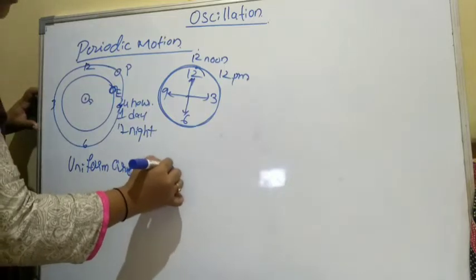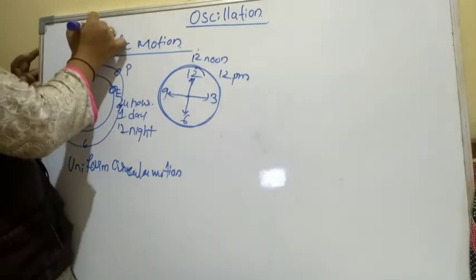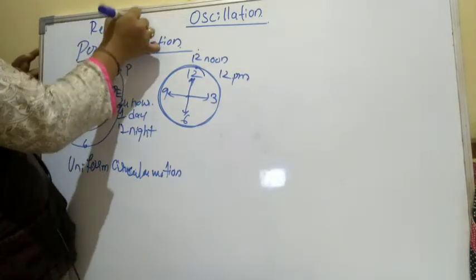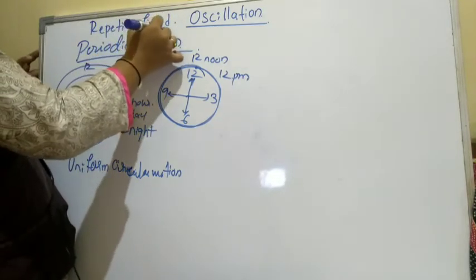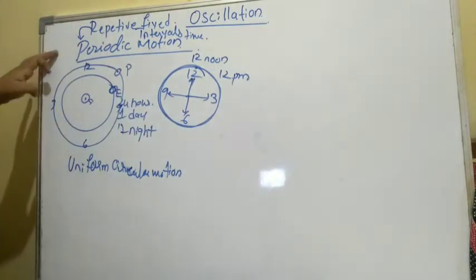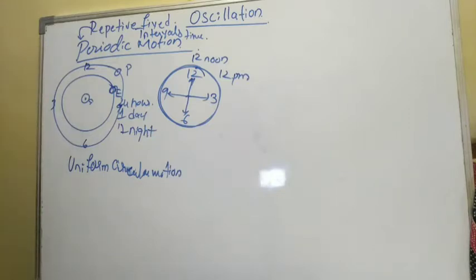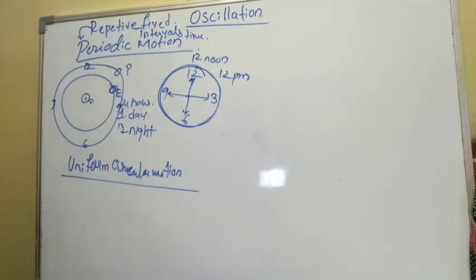So when a particle executes a repetitive motion in fixed intervals of time, we can say that it is a periodic motion, and also a uniform circular motion. Such motions repeat themselves after certain intervals of time, and that is periodic motion. This is one of the most important motions in nature.